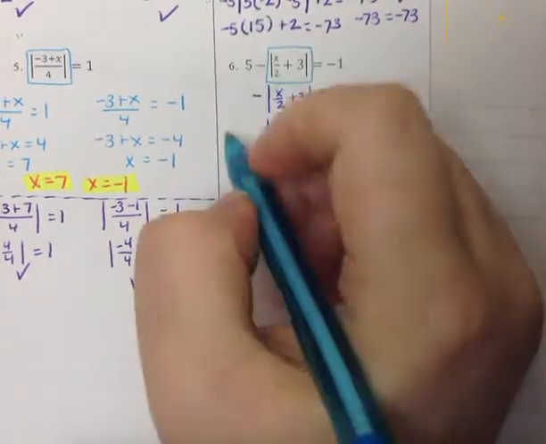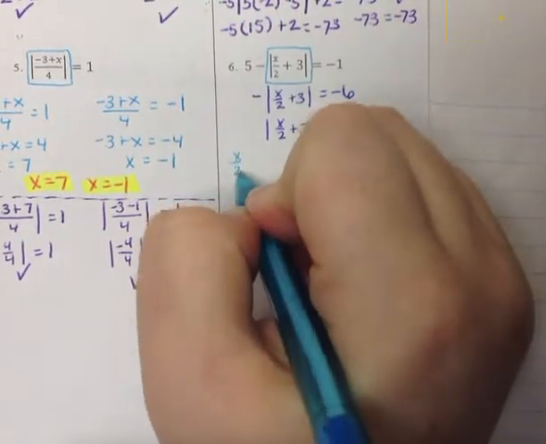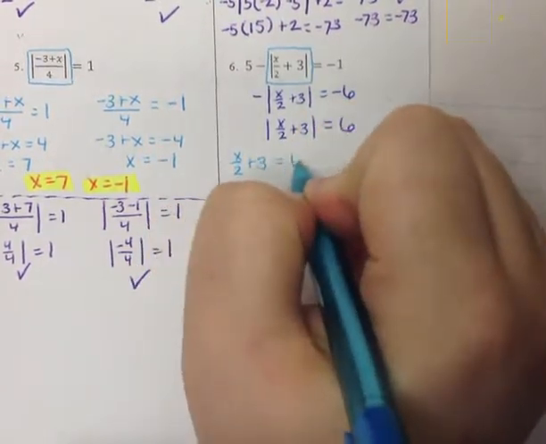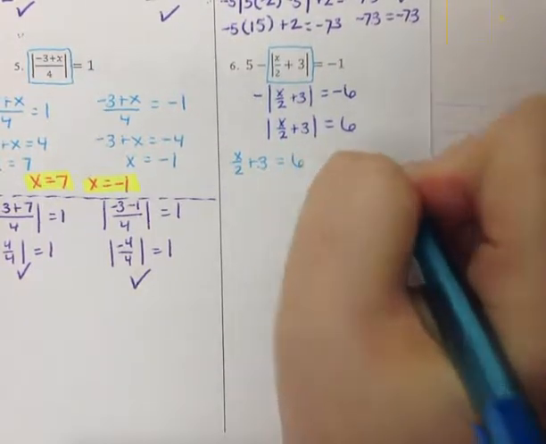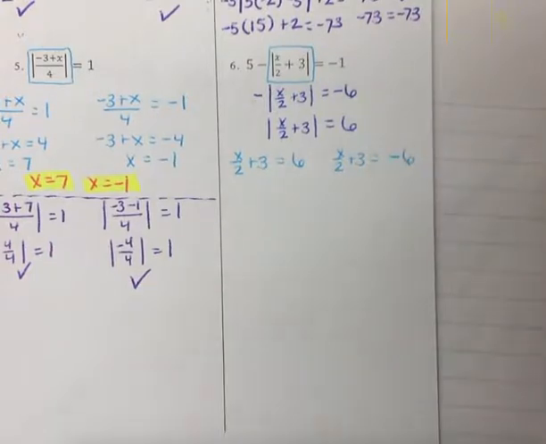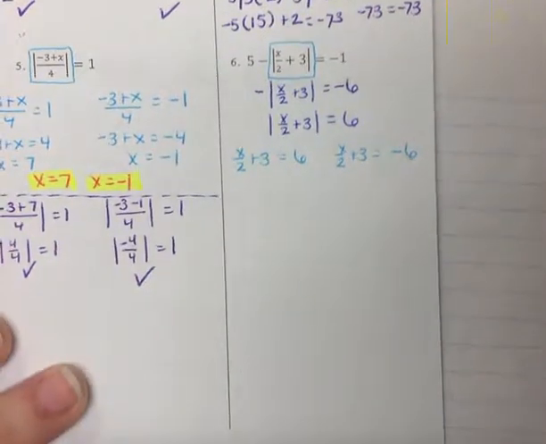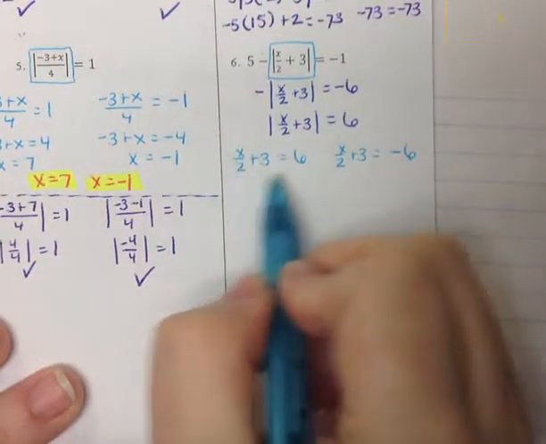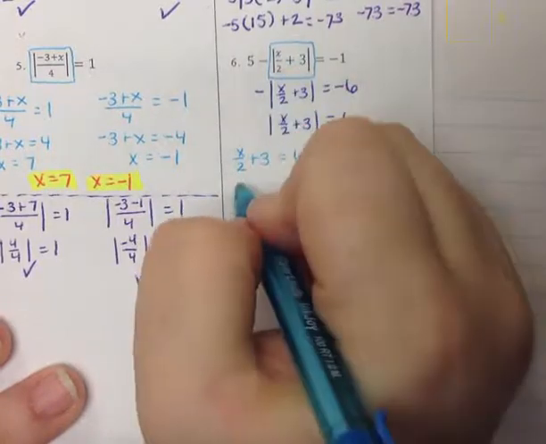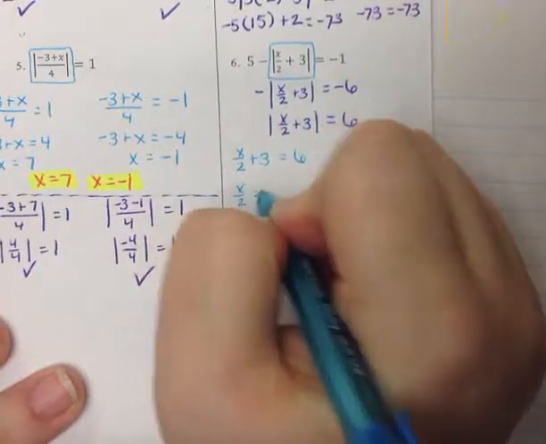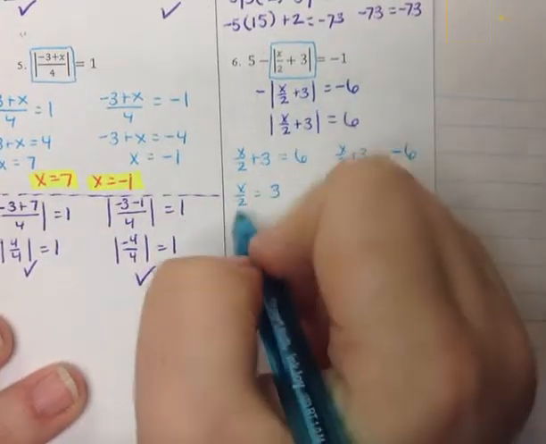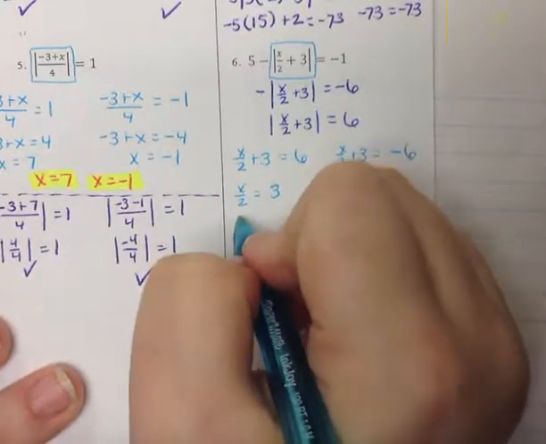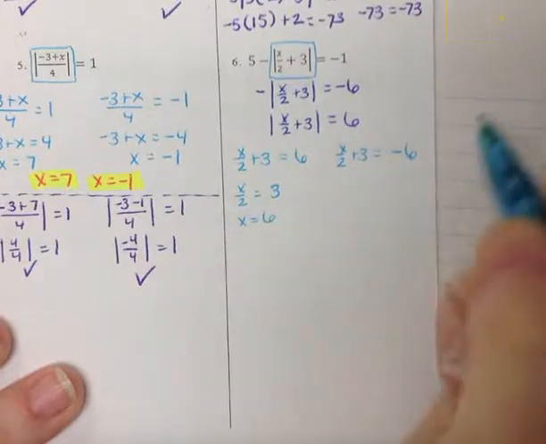So we're going to take this x over 2 plus 3 and set it equal to that positive 6. And we'll have that x over 2 plus 3 is equal to the negative 6. So again, the inside never changes. To solve for these, we actually have to subtract the 3 first. So we'll have x over 2 is equal to 6 minus 3, which is 3. Then we can multiply by the 2 to get it off the denominator. So x will equal a positive 6.